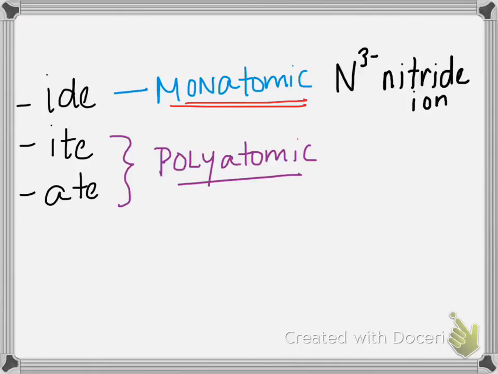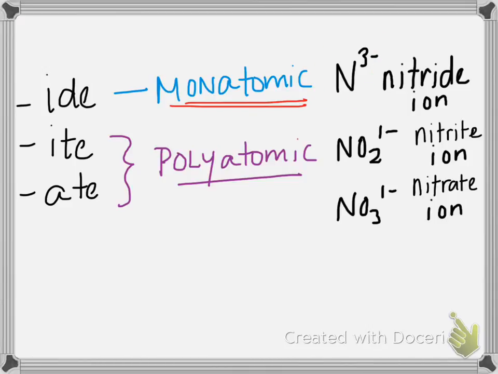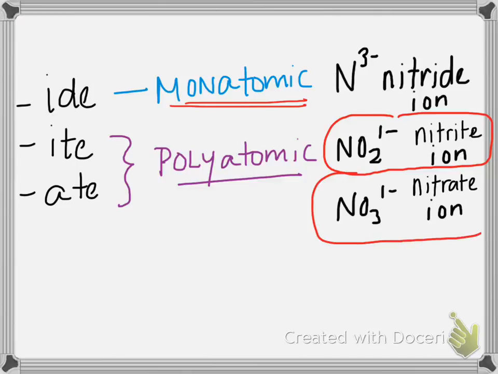So, when you see a reference to a nitride ion, or you see something that's sodium nitride, you're talking about a monoatomic N3-. When you see a reference to the nitrite ion, you're talking about NO2 1-. And when you see a reference to the nitrate ion, you're talking about NO3 1-. It seems confusing at first, but as you practice, you'll get the hang of it. So go practice.